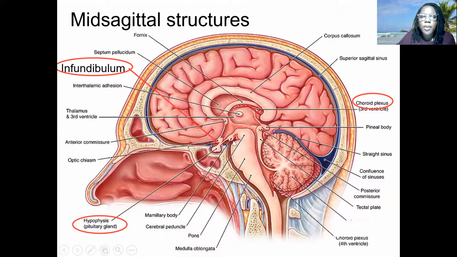So here's another view of that, and this is that actual stalk. It's called the infundibulum, also referred to as the pituitary stalk, which is the connection to the pituitary gland itself. And it's nice that we can actually appreciate the pituitary gland sitting in the sella turcica, or the pituitary fossa, or the hypophyseal fossa, because we talked about this skull structure, and now we can actually see the part of the brain that resides here.